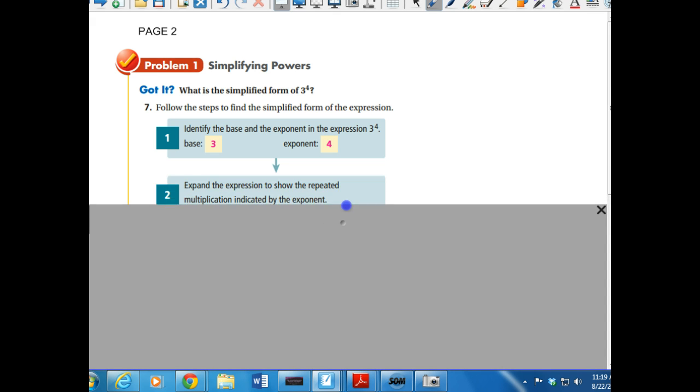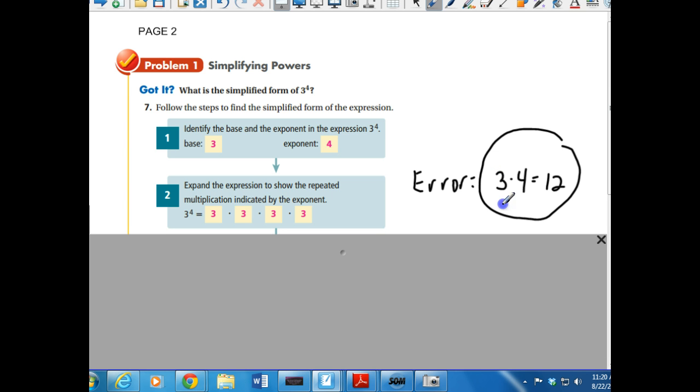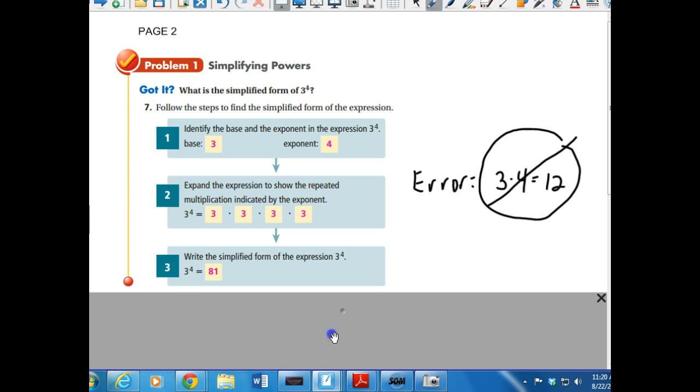And we continue down through the notes. It says expand the expression to show the repeated multiplication indicated by the exponent, that 3 to the 4th. That's 3 times 3 times 3 times 3. The common mistake I get, the error that I often get is people will want to say that that's 3 times 4, which is 12, which is not what that is. That's a common mistake. It's 3 times 3, 4 times, which is 81, and that's what goes in the third part of these notes.